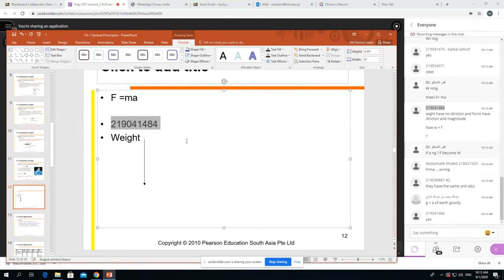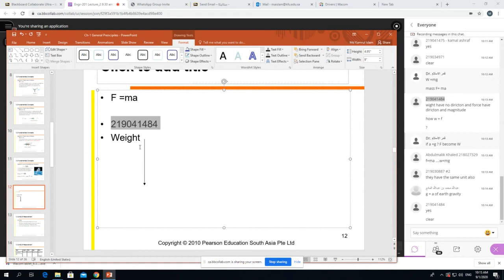Weight always has direction. W equals mg. Now, F equals ma. If acceleration is, say, 3.2 meters per second squared, or 2 meters per second squared, you can assume A equals 10.2 meters per second squared, whatever.